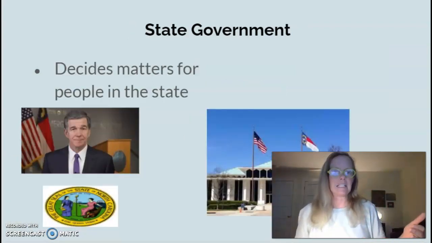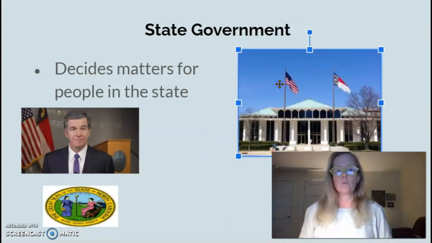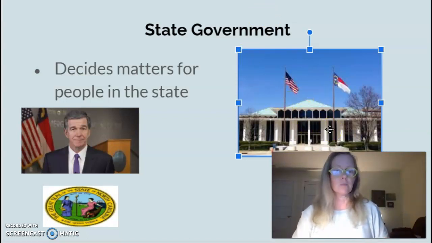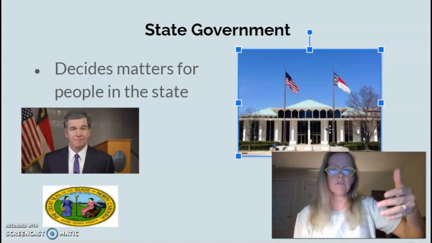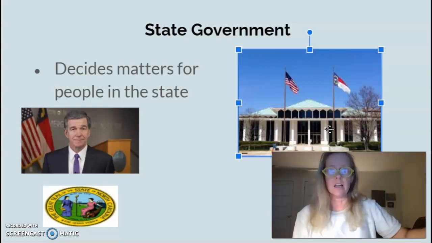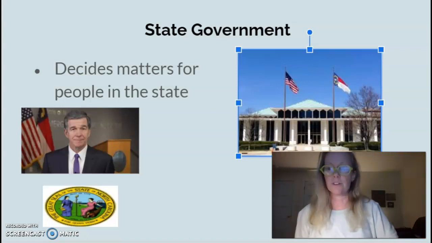Second level is state governments. And this is our governor. Do you know who he is? You should. Roy Cooper. This building is what's called our General Assembly building. The General Assembly makes laws for the state. State laws are different from federal laws, but a state law, for example, might be the one you kids love: is marijuana legal or not in this state? States get to decide that. Between the governor and the General Assembly, they get to decide that for the state, which is why some states have legalized this, some states haven't. So there's a good example for you.